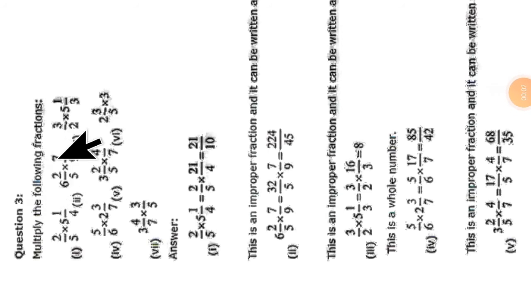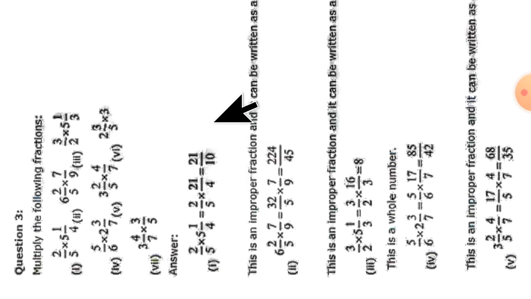Multiply the following fractions. 2 upon 5 into 5 integer 1 upon 4. 5 4s are 20 plus 1, 21 upon 4. So 2 upon 5 into 21 upon 4 equals 21 upon 10. 2 2s are 4, so here 2 will come, 5 2s are 10. So 21 upon 10 is an improper fraction. When you divide 21 upon 10, you will get 2 integer 1 upon 10.